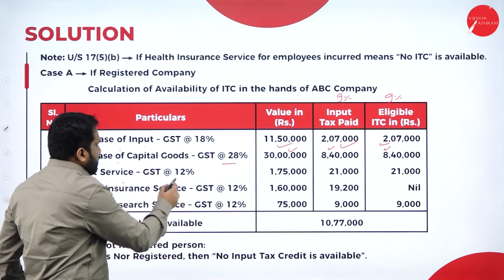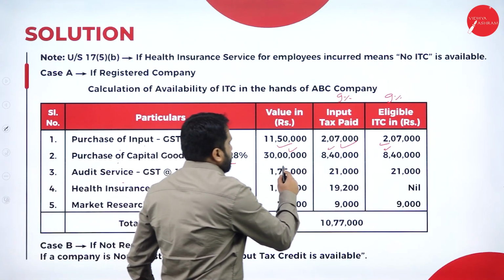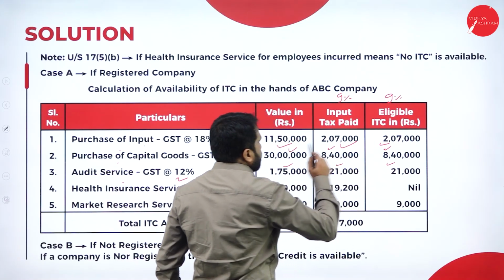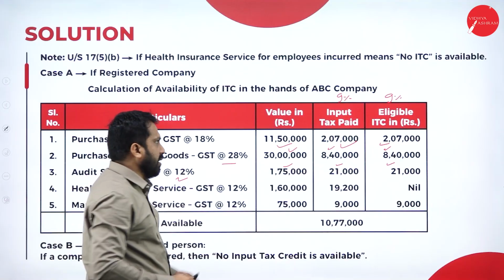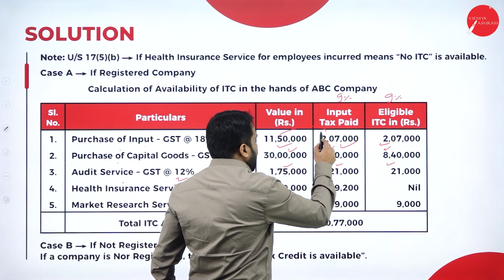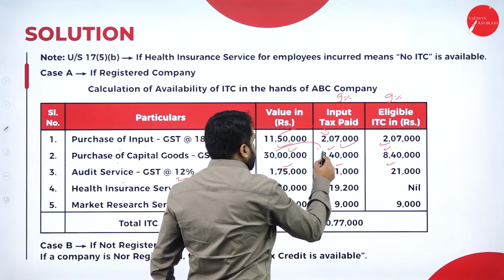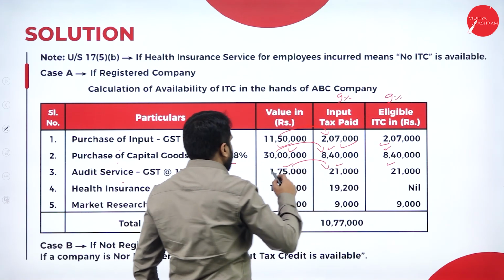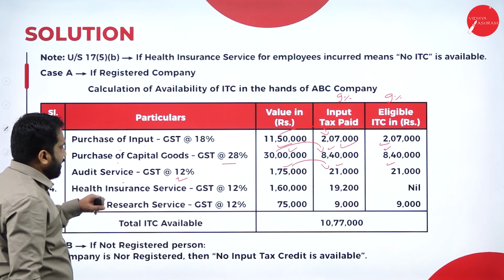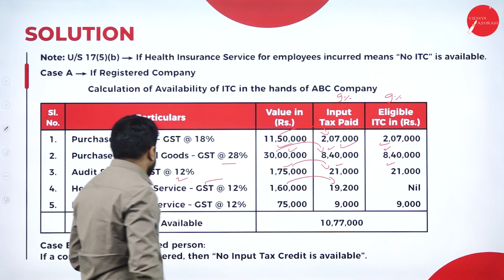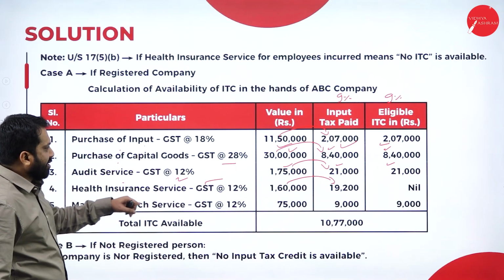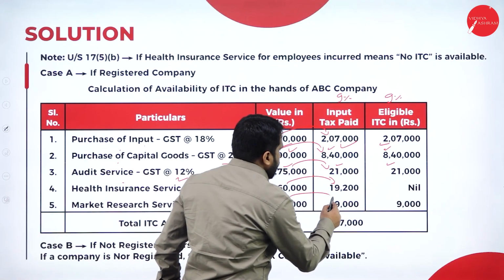Similarly, audit service is 12%. 12% you can go with 6%, 6%. Eligibility criteria: the full value is calculated actually. On this 18%, 2,07,000. On this 28%. On this 12%. Then health insurance service on this 12%. Then market research service on this 12%.